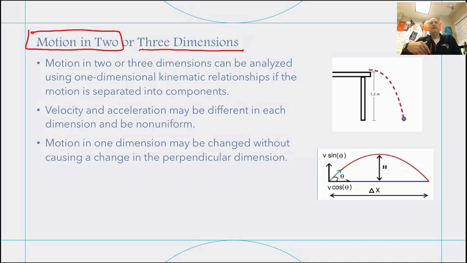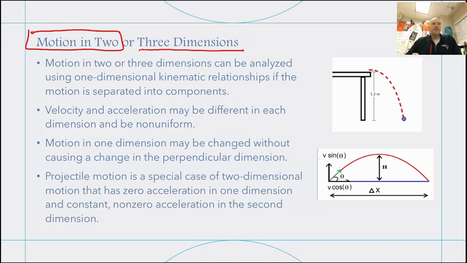So what does that mean? Their motion is independent of each other. The horizontal motion does not affect the vertical motion, or the vertical motion does not affect the z direction, or the x direction does not affect the z direction. So all different combinations of those dimensions.